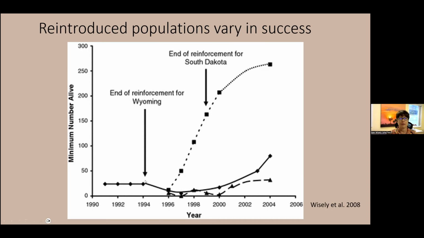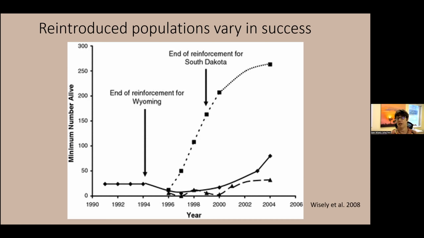For Wyoming, when reinforcement ended, the population declined and declined, but eventually it started to come back. In South Dakota, as soon as animals hit the ground, they started reproducing, and when reinforcement ended, they actually still continued to grow. So that population is considered self-sustaining. It no longer needs captive individuals. But then look at this Arizona population. Reinforcement occurs every year, but the population just continues to sputter along. And this is actually what most populations look like.